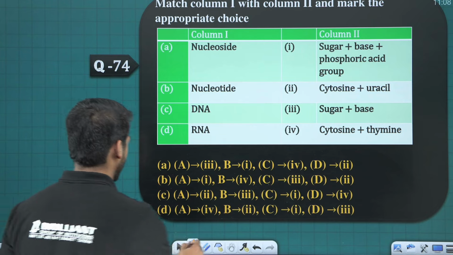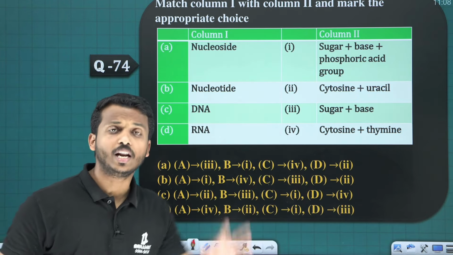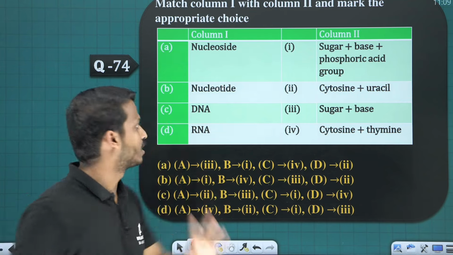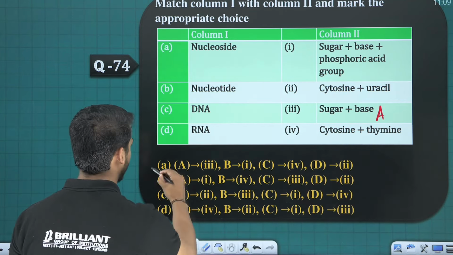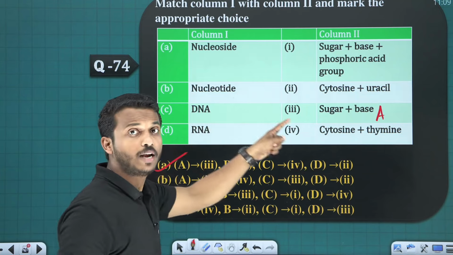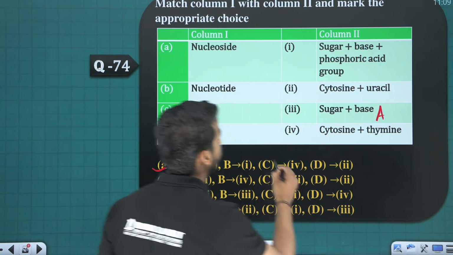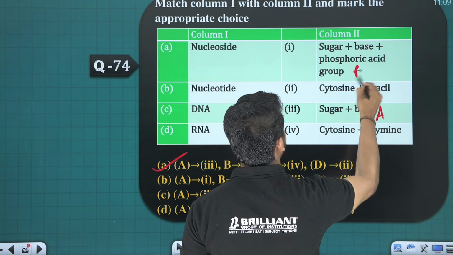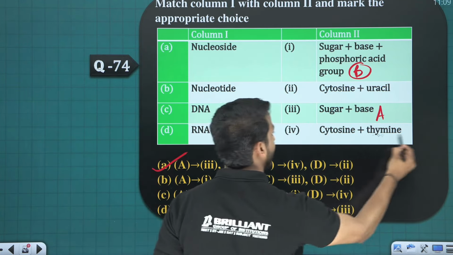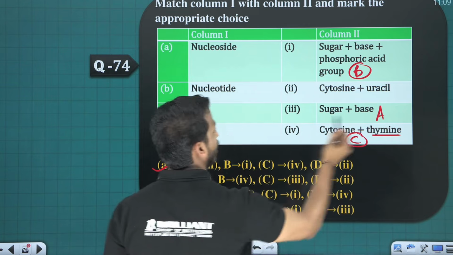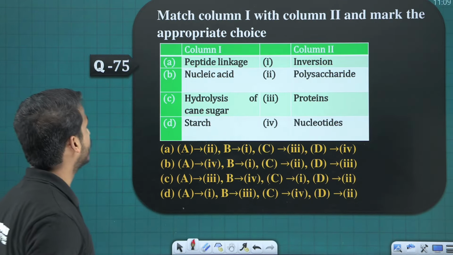Now match the column. What is a nucleoside? Nucleoside means a pentose sugar with a base. Pentose sugar with a base, that is A, the third one, that's option A. Nucleotide means base is there, sugar is there and the phosphate group is there. Sugar, base and phosphoric acid, that is B. And DNA contains thymine, and RNA contains which one? Uracil. Ready my dear?